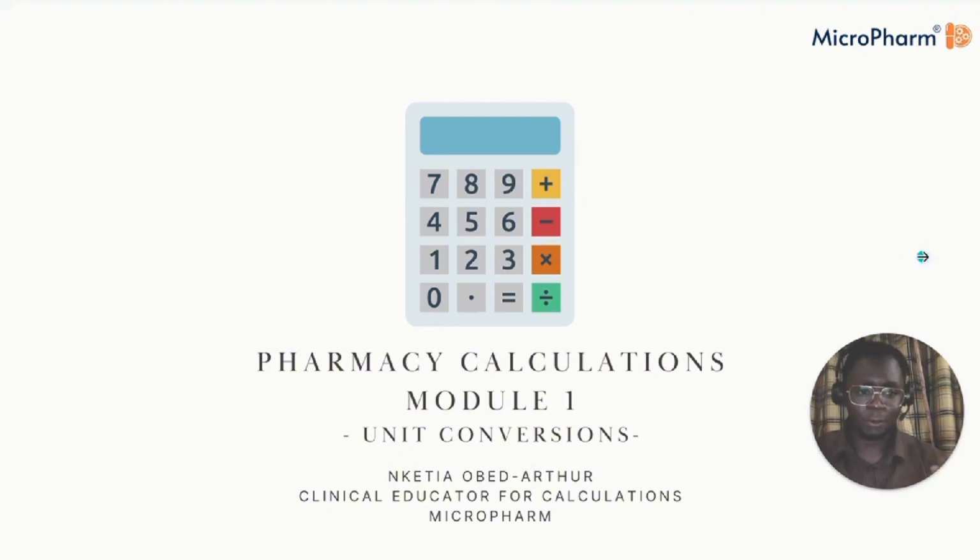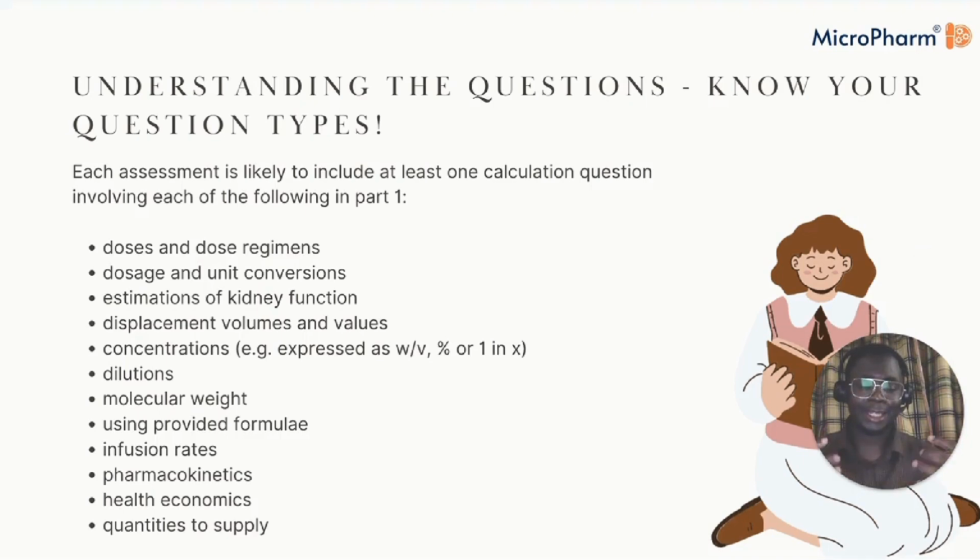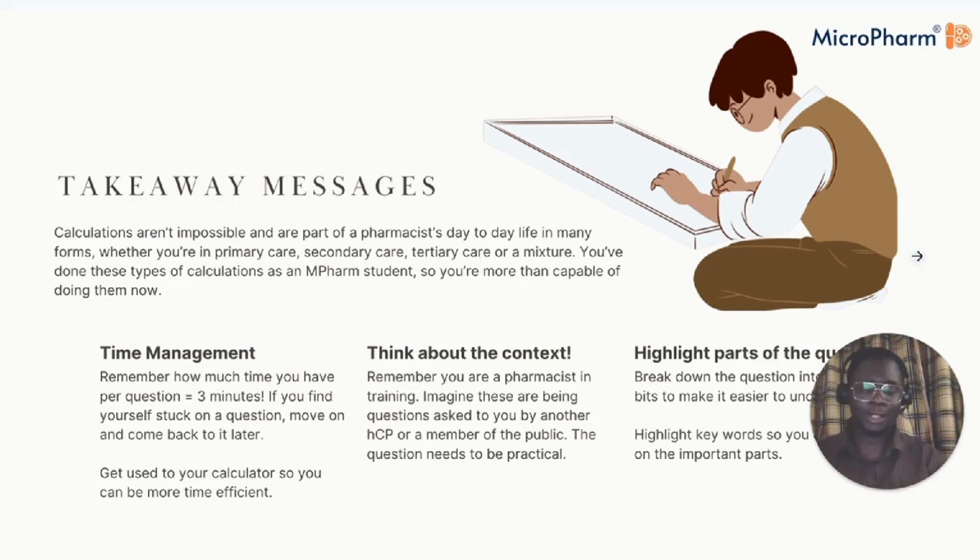As I've said before, and I'll say again, your success as far as the calculations component of the registration assessment comes down to understanding the questions. Know your question types. Each assessment is likely to include at least one calculation question involving each of the following in part 1. I also want to remind all of you that calculations are not impossible, and they are part of a pharmacist's day-to-day life in many different forms, whether you're in primary care, secondary care, or tertiary care, or even a mixture.